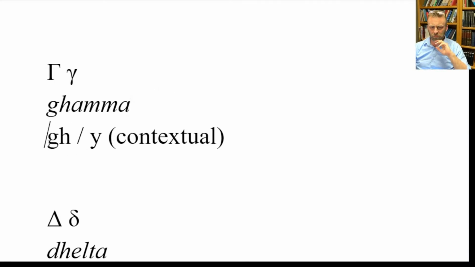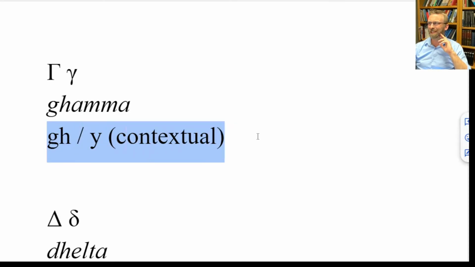Now, contextually, gamma can have different pronunciations. And we're going to find that sometimes it's going to have a y sound as well. I'm not going to get into all of that right now, but I just want you to know that up front. We're going to deal with that more when we are reading biblical texts, and then we'll come across the environments in which we see these different pronunciations and so on and so forth.